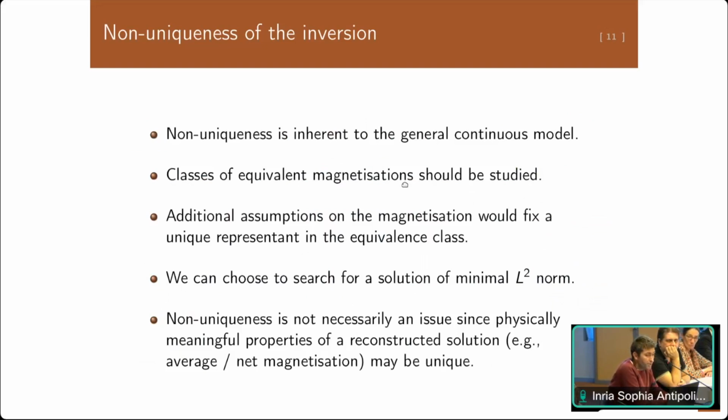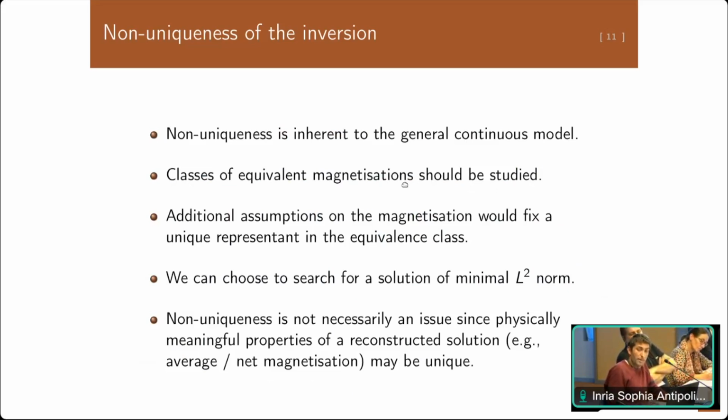This non-uniqueness is inherent to the general continuous model. So this is something that cannot be improved by improving the methods. The only way to deal with it is to understand which representative in the equivalence class, in the class of equivalent magnetizations, we are reconstructing. So, for example, we can say, let's search for the solution, the reconstruction, which has the minimum L2 norm, or we can choose some other criteria.